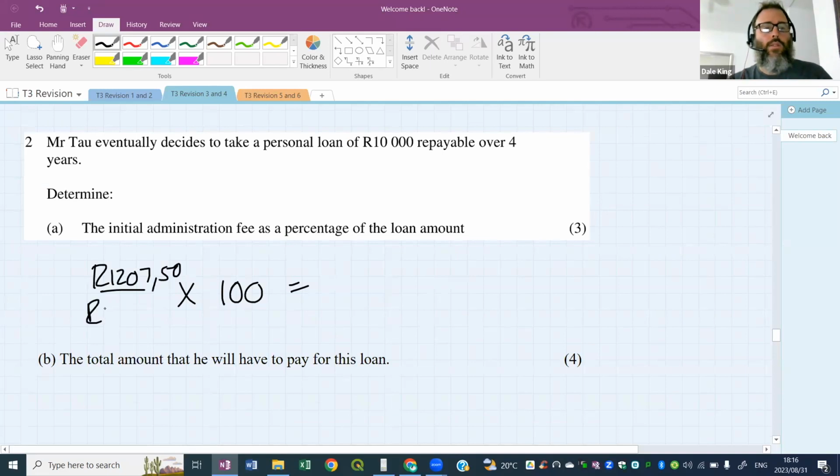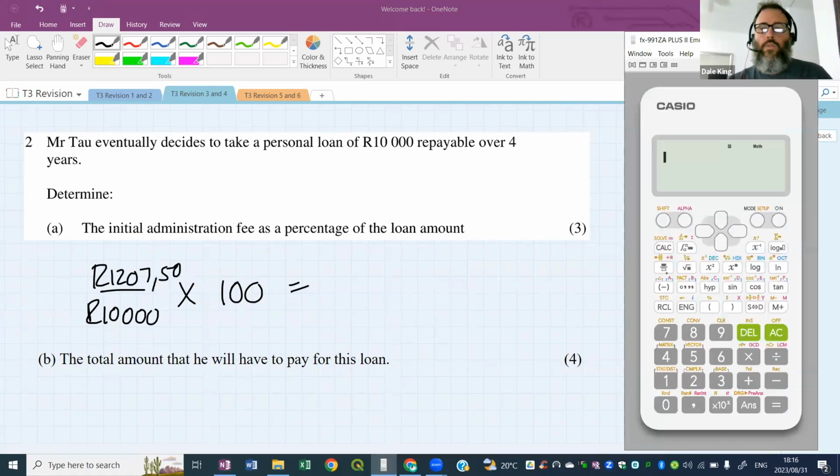And the loan amount is 10,000. Okay, so there's our fraction. Let's put it into the calculator. So 1207.50, and underneath we've got 10,000 over there. And this needs to be multiplied by 100 to get a percentage. Let's see what we get.